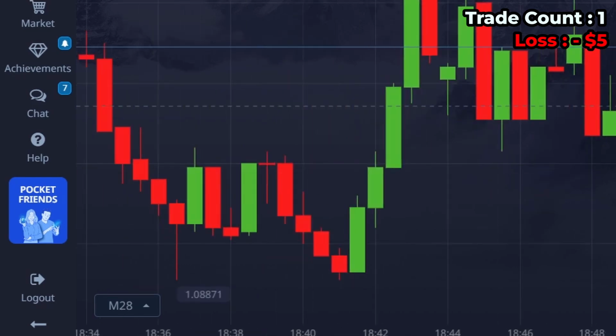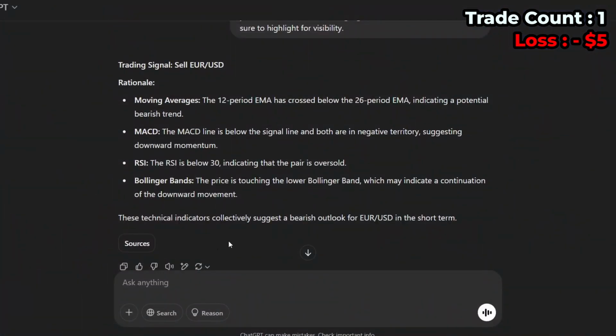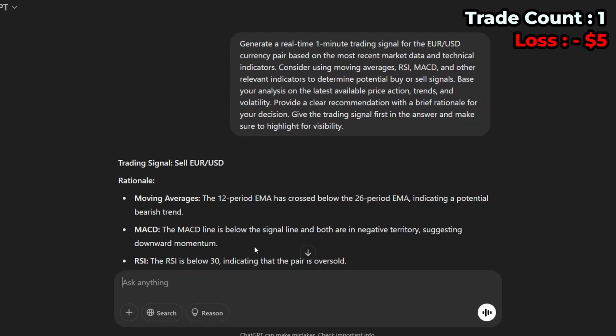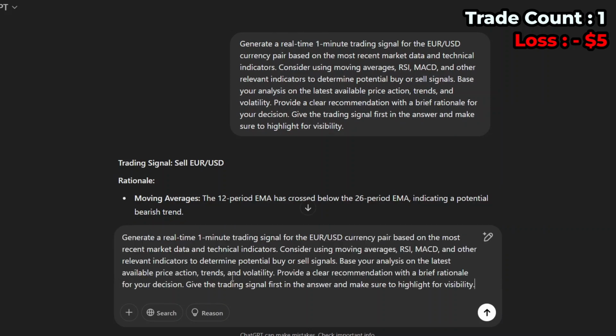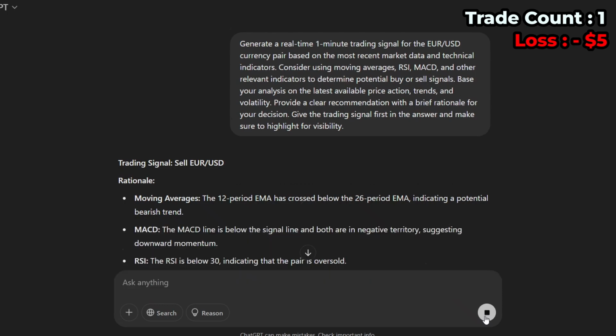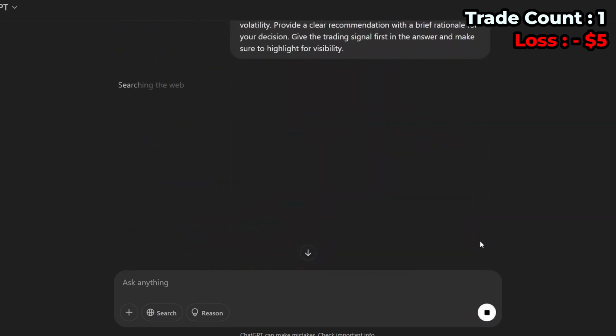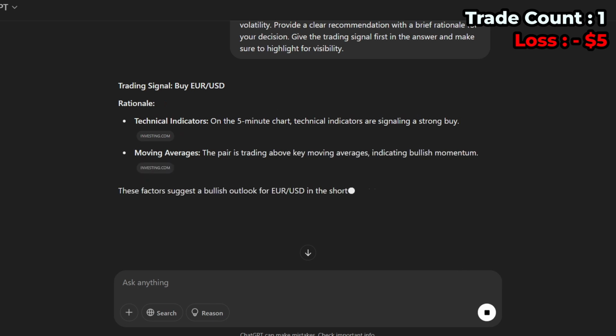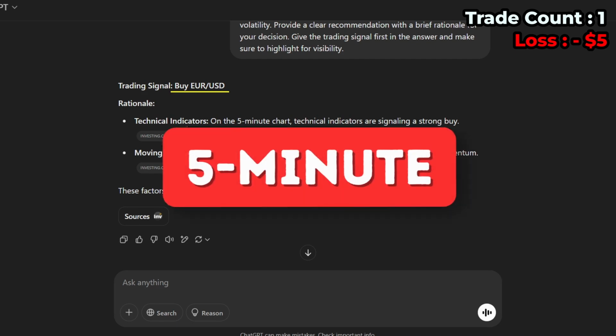Let's try again. However, instead of a 1-minute trade, let's tell ChatGPT to give a 5-minute trade signal to see how it answers. This time, using technical indicators and moving averages, ChatGPT has given us a buy signal on the 5-minute trade. Let's see what happens.